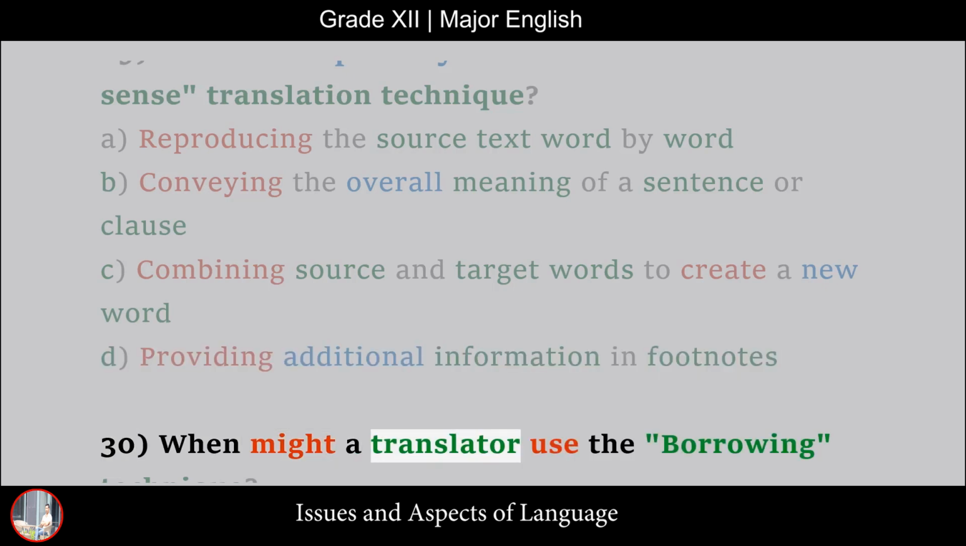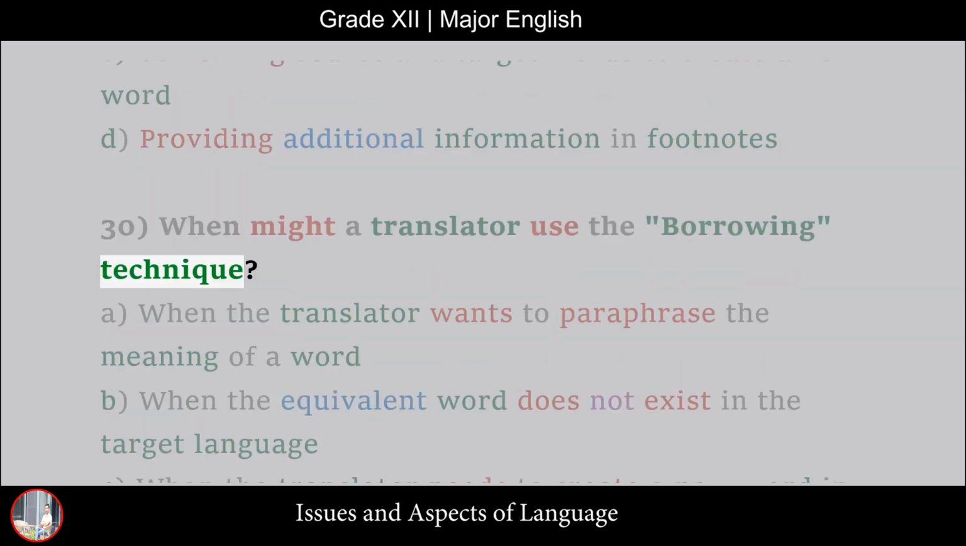30. When might a translator use the borrowing technique? A. When the translator wants to paraphrase the meaning of a word. B. When the equivalent word does not exist in the target language.